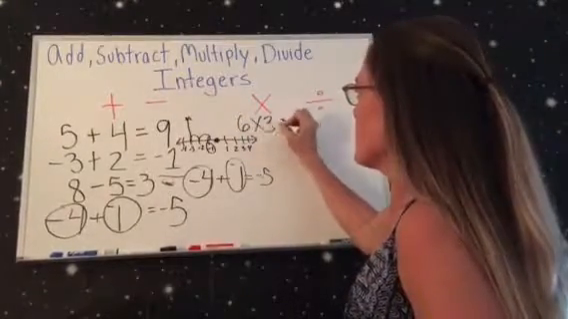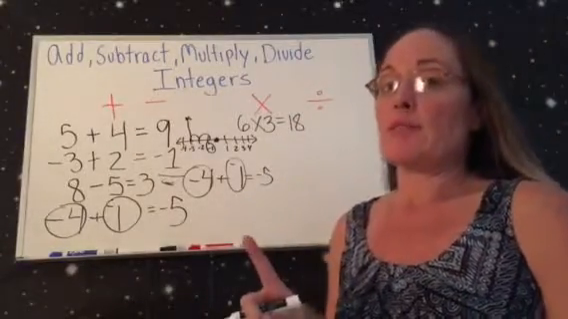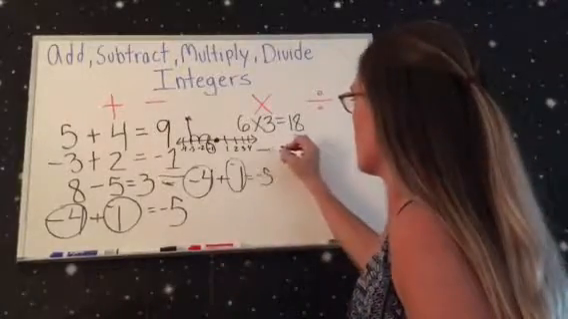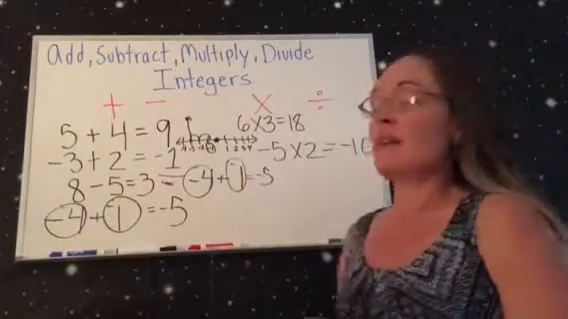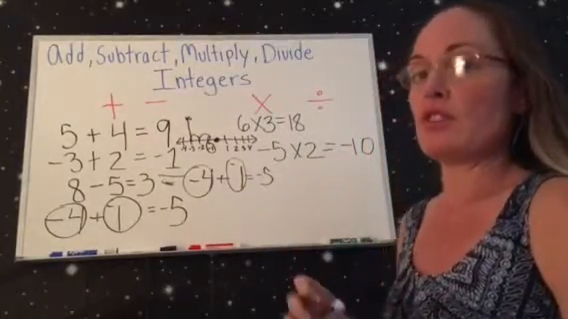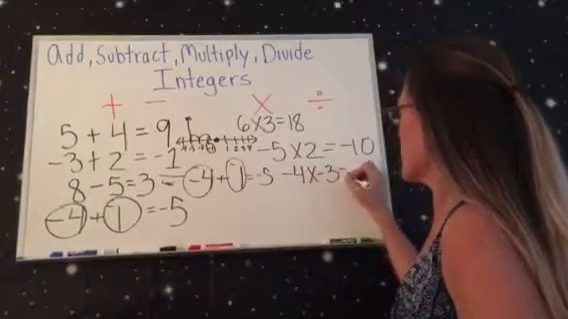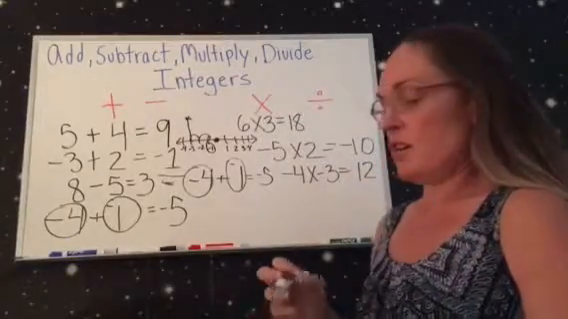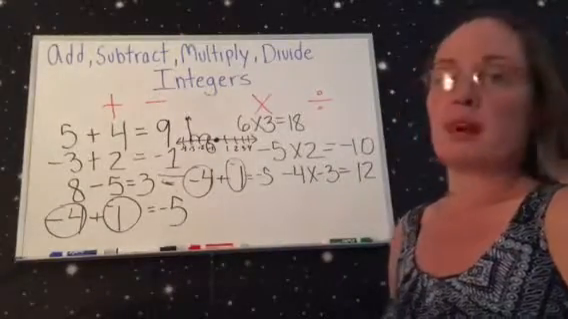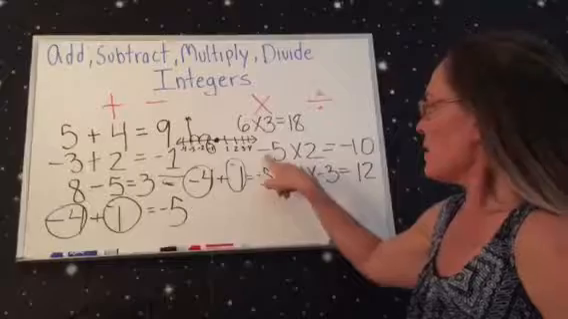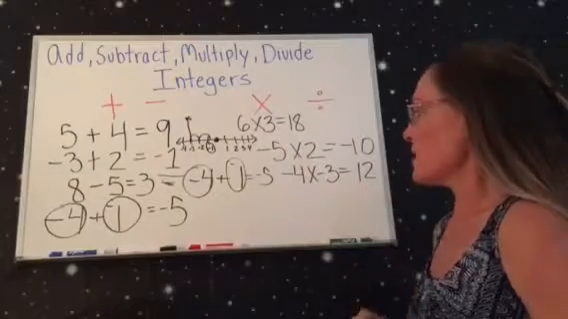6 times 3, 18. We have to remember though, if we have one negative, you keep it a negative. Negative 5 times 2 equals negative 10. Now we have to remember, if you have two negatives, you turn it into a positive. Negative 4 times negative 3 equals 12. So when you multiply integers, you take two positives to keep it a positive, or you do one negative and a positive to keep it a negative, or two negatives to get a positive.